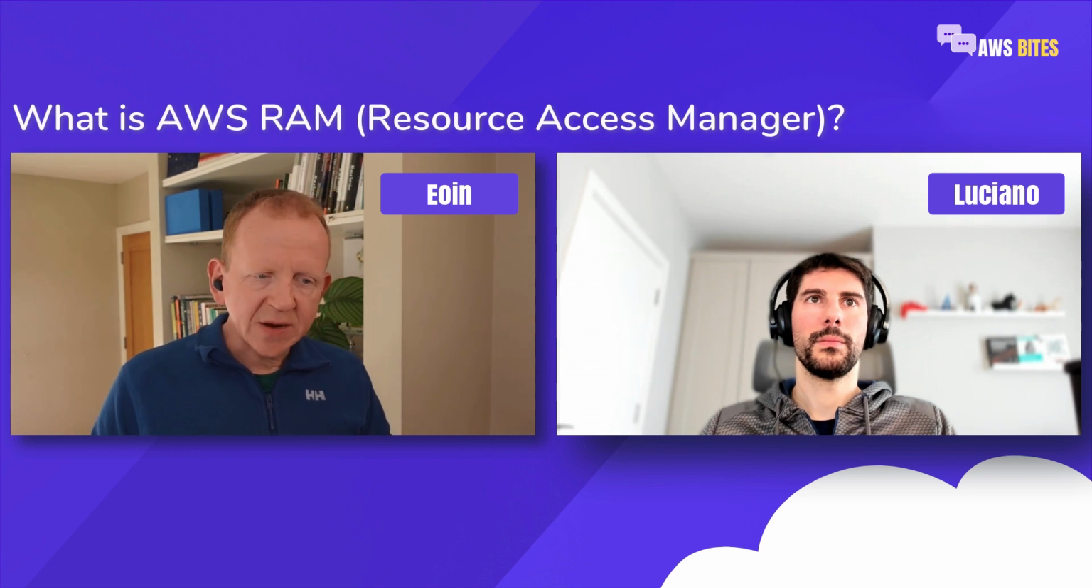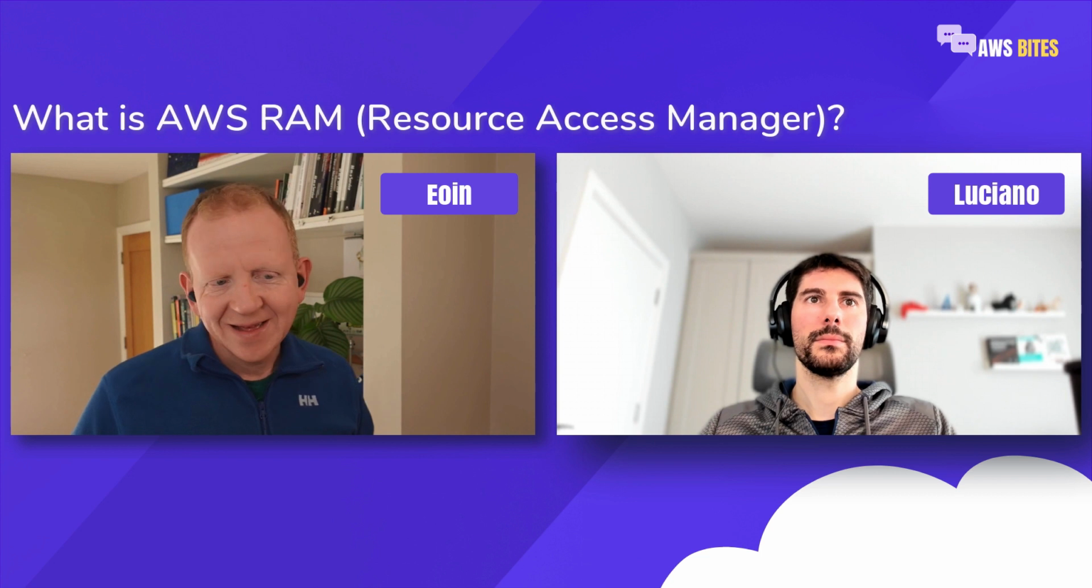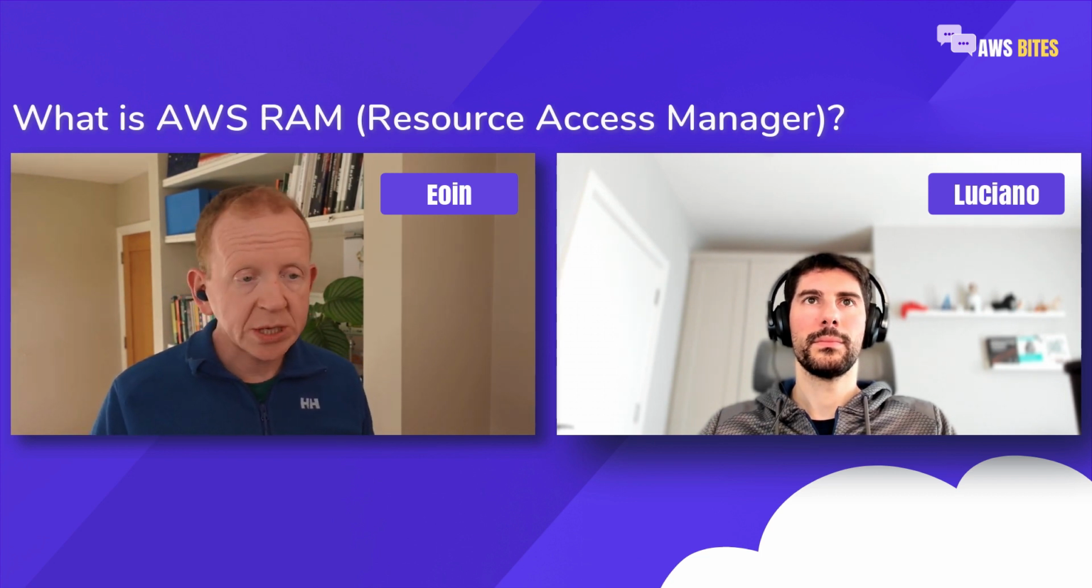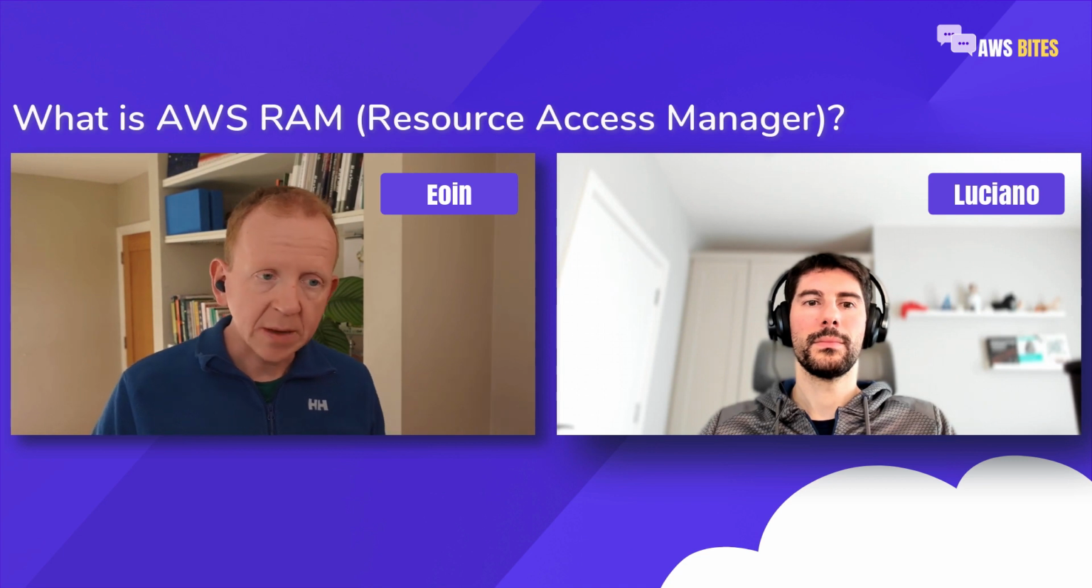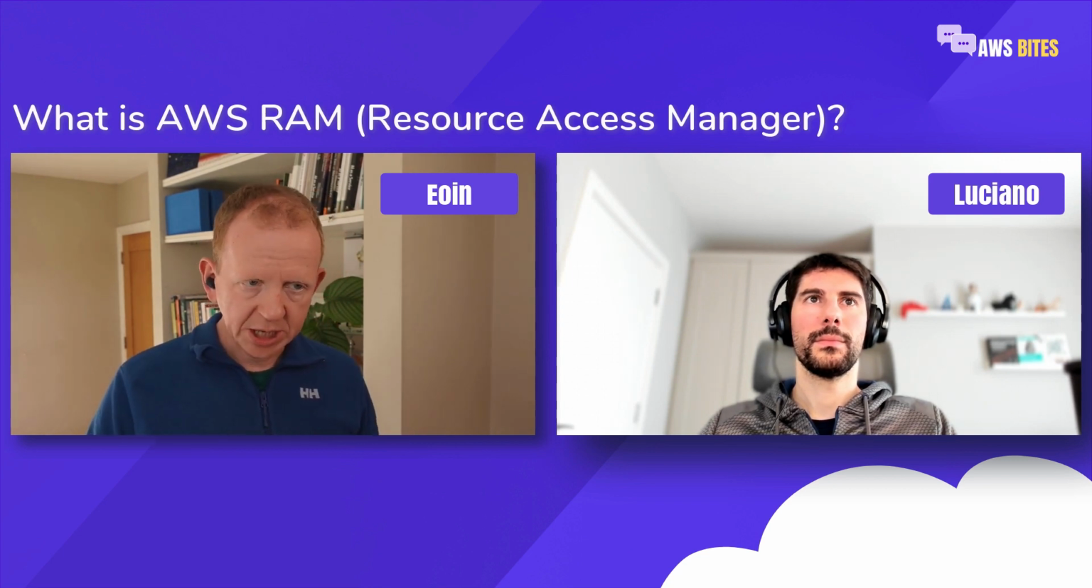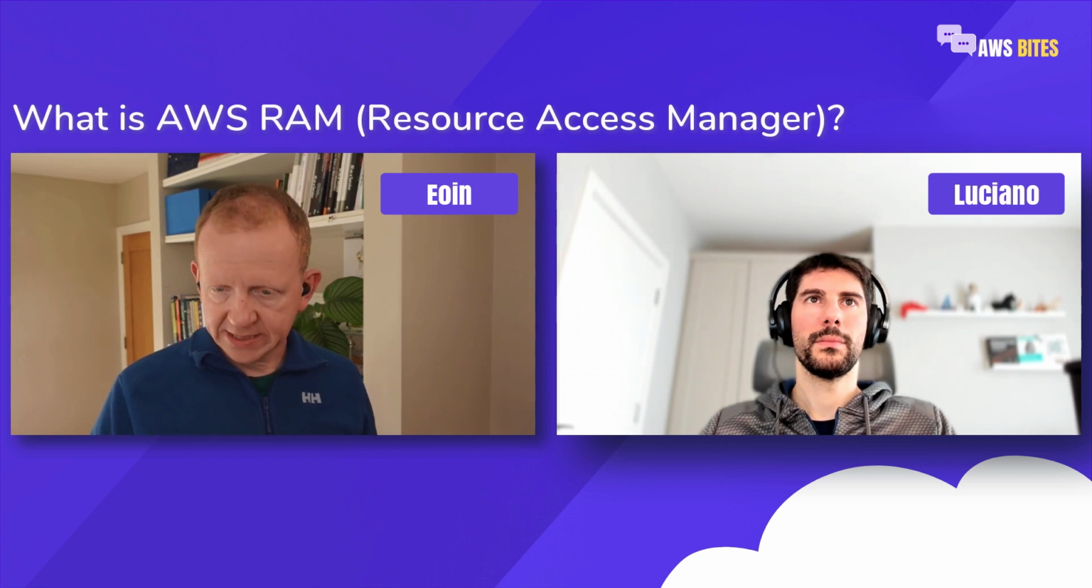Apart from networking, there are many other things you can share with RAM. AppSync APIs are one thing. There's CodeBuild projects. You can share capacity reservations, which is interesting for optimizing compute capacity costs. You can share FSx volumes. You can share Glue catalogs, tables, and databases.